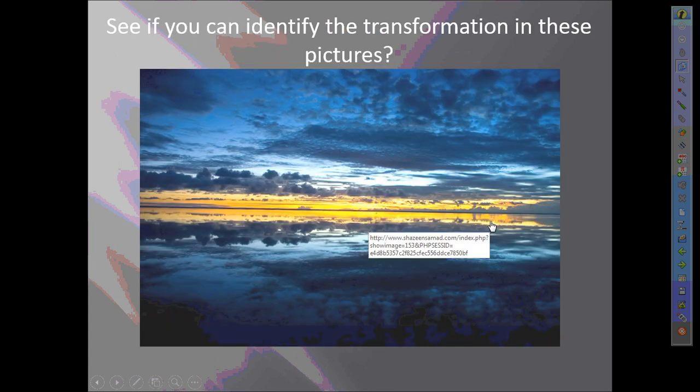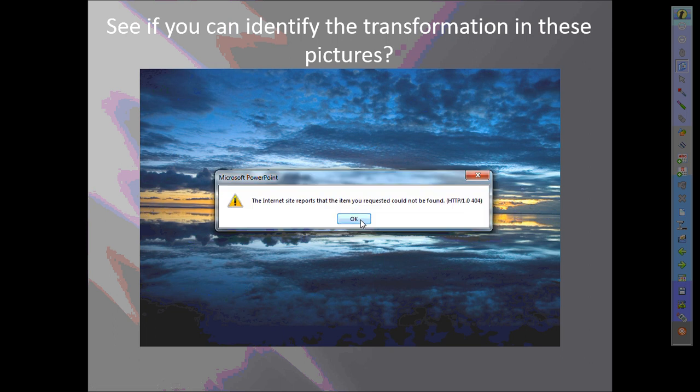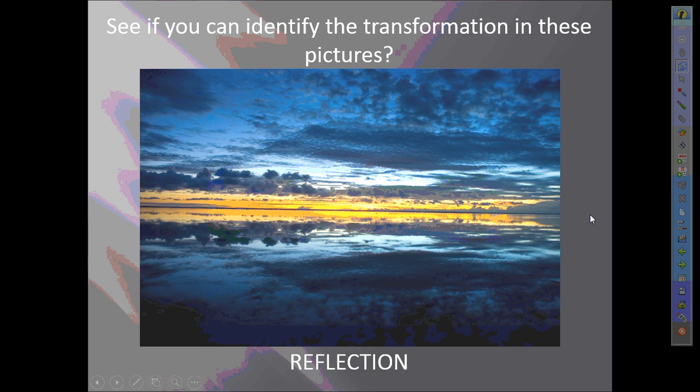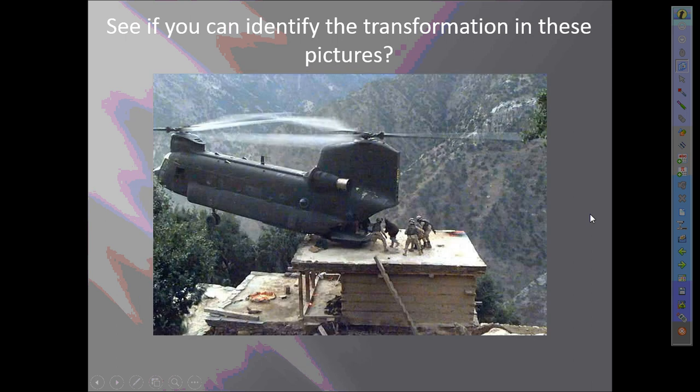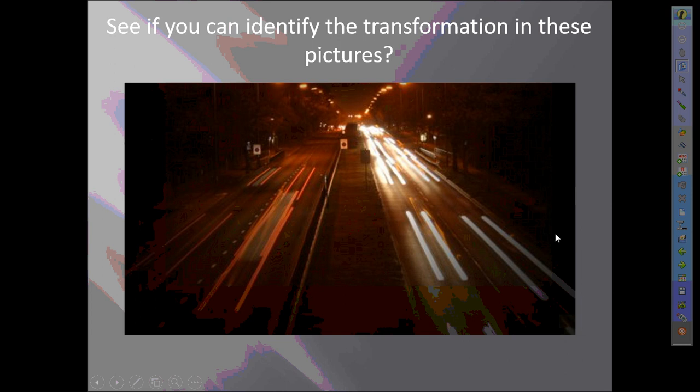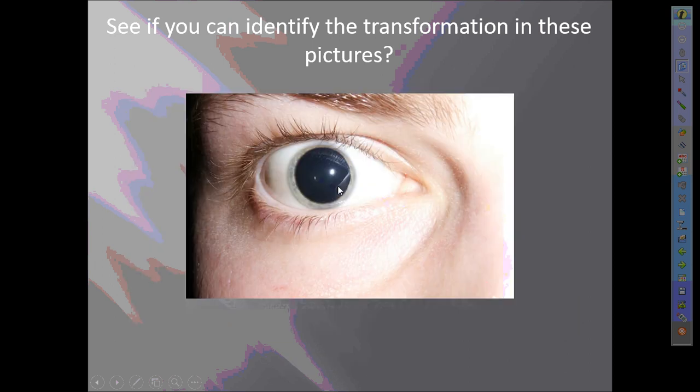All right, can I identify the transformation in this picture? Notice there's this horizon line here, and everything is reflecting in the water. That is a reflection. And then in this picture, what do we notice is going on? Well, I do notice that the helicopter things are spinning, so that's going to be a rotation. Ooh, what's going on in this picture? The cars are moving. So they're moving from one place to another, so that's going to be a translation. Oh, and then the pupil in the eye getting smaller and bigger, that is a dilation.